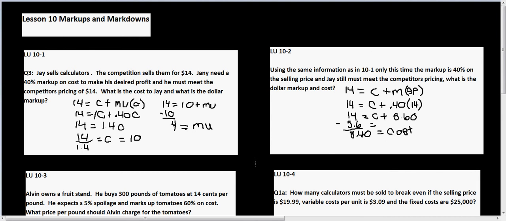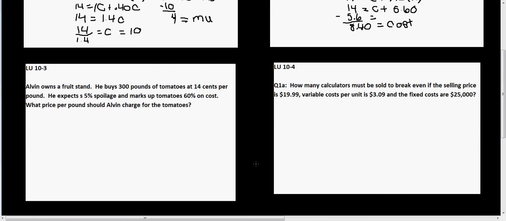How'd you do with that? Okay, let's get a little more complicated. Let's take a look at when we're dealing with markdowns and perishable products, so we can determine a selling price that will cover any losses we incur for perishable goods.